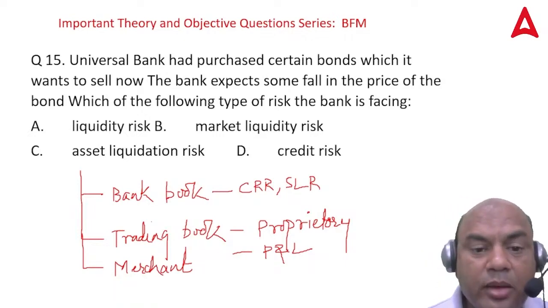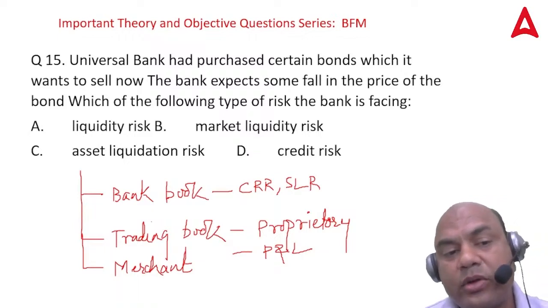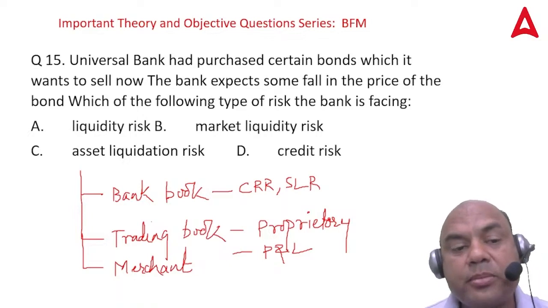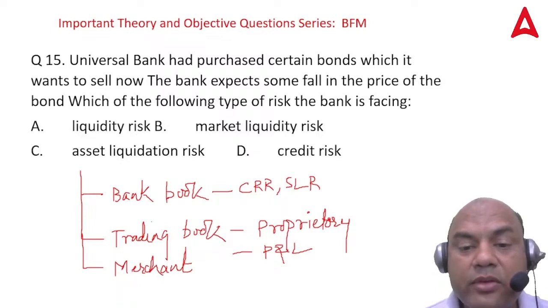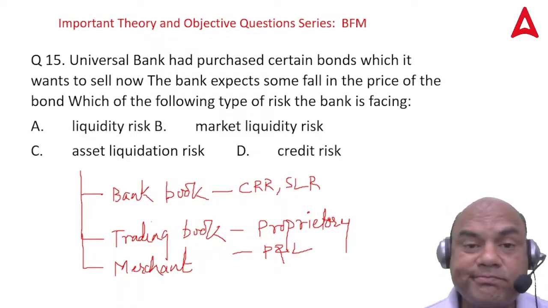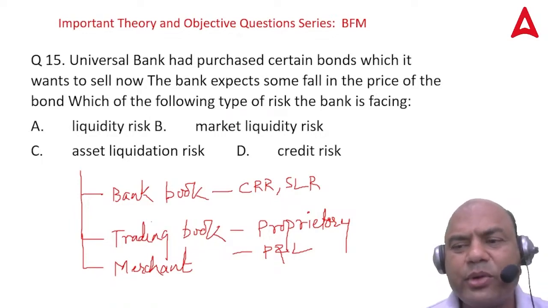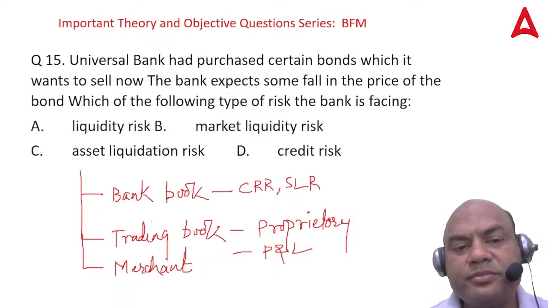Okay, but what is the answer for this now? Universal Bank has purchased certain bonds which it wants to sell now. The bank expects some fall in the price of the bond. Which of the following types of risk is the bank facing? Liquidity, market liquidity, asset liquidation, and credit risk. Not a difficult one. So what is the answer? What do you think?